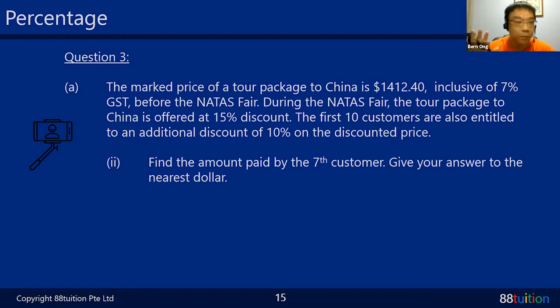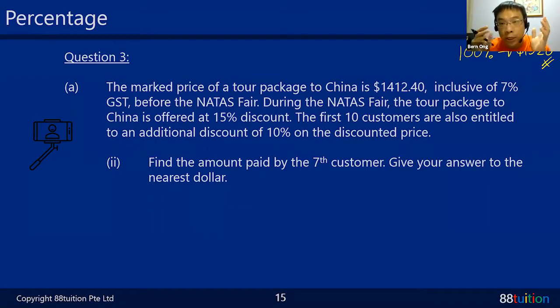All right, so listen to me. Those who never get 1080, please listen to me. Remember just now the 100% represents the 1320. You must work with this figure here. This figure is without GST. Remember that the GST must be calculated at the end of the day.